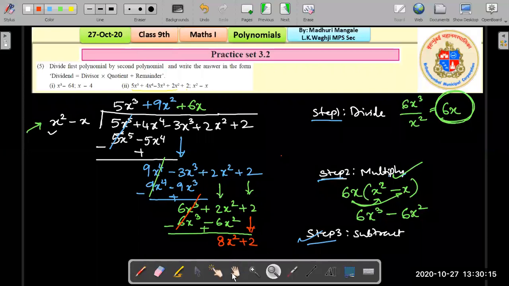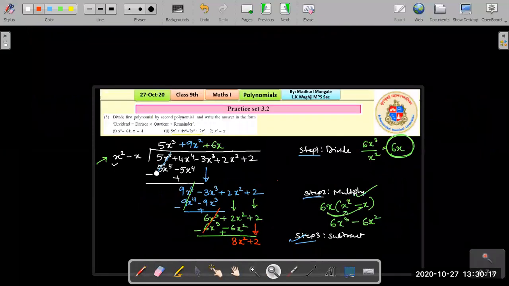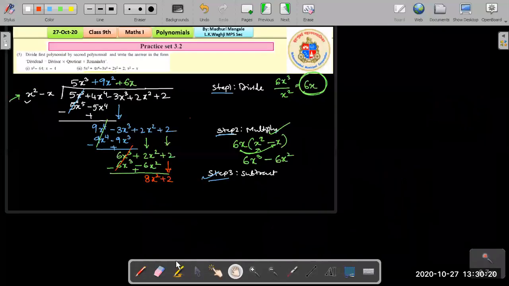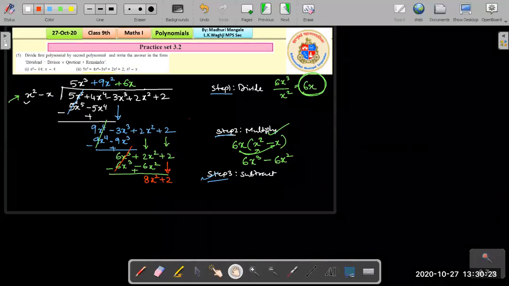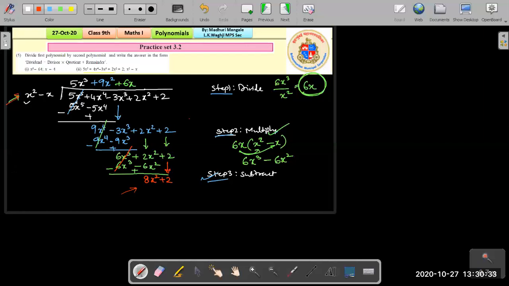Now again think, can we simplify this further? Can we divide this further? That's the question, students. So yes, we can divide this further. Why? Because the degree over here, the highest degree, that is 2, is same as the degree of the divisor, right? So until the degree of this last expression is less than the degree of the divisor, we can still continue. Here both the degrees are squared and squared, so we can divide once more. Fine. So dividing means we are going to again follow these three steps.